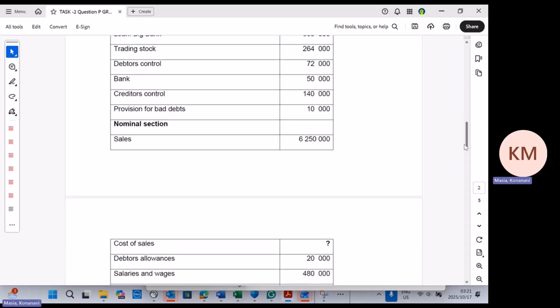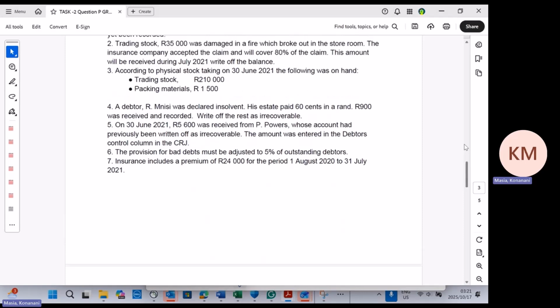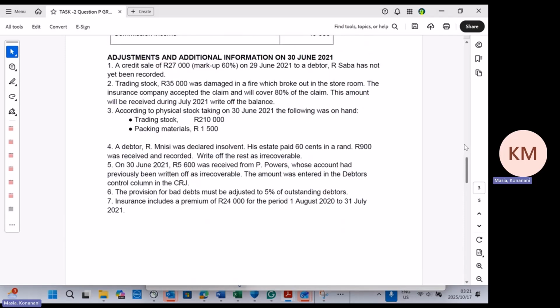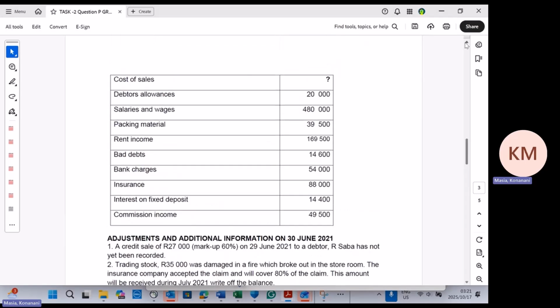But now let's see the additional information, and whether there is any effect it is going to have on the income statement, because remember, you do a provision every year. They say the provision for bad debts, note number 6, must be adjusted to 5% of outstanding debt. Remember, I'm given the amount as 10,000. But the question is, what will my debtors balance be as at 30 June? Because on that amount I need to multiply by 5%, then I want to see whether my 10,000 was calculated based on that.